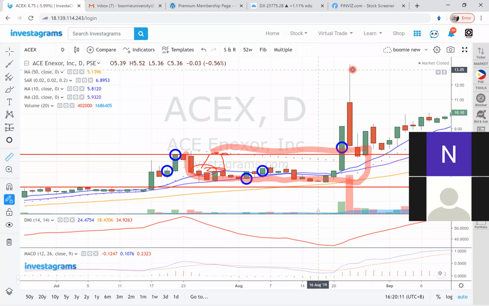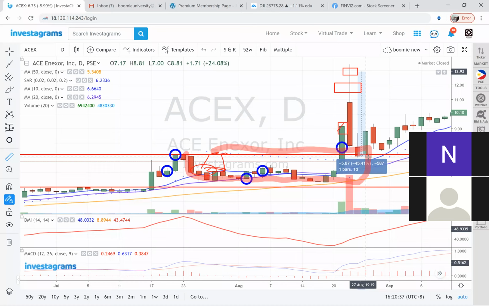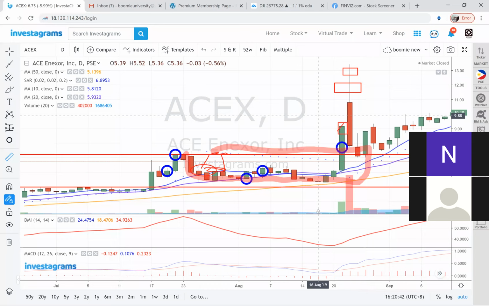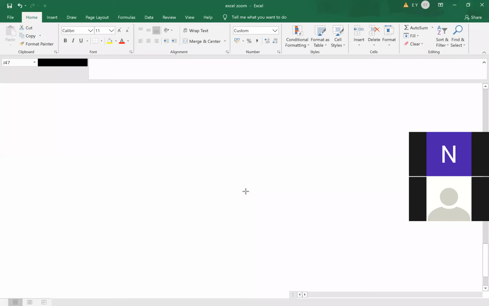So, if you didn't take the money at 50% up here, sa 9 plus, and if you didn't take the money here at 13 or 12, imagine mo mag-20 pesos, after one day, it went back to 7. So, from the high, it went back to down 45%. Right? So, yun yung take the money. This is the trade that I made.